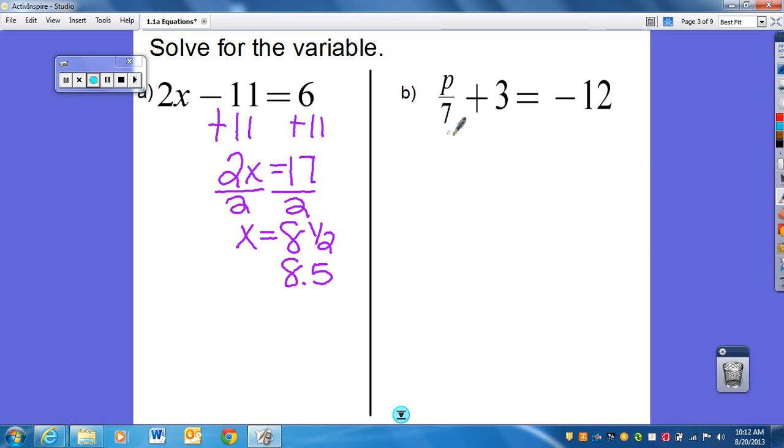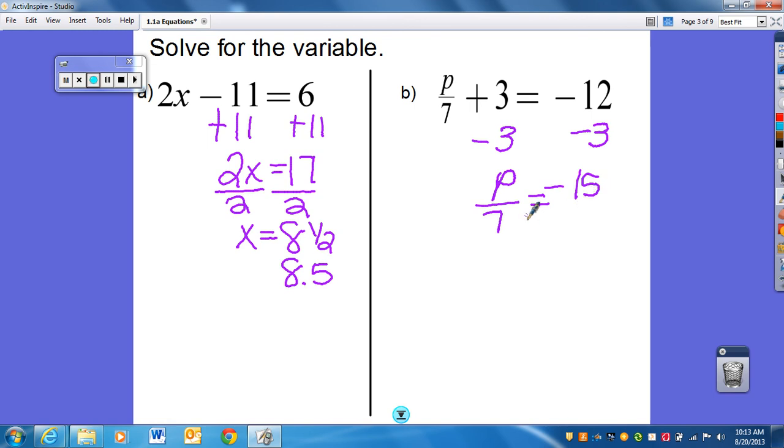In the next example, what we want to do is to do the opposite operation and again get the variable by itself. So the first thing we're going to do is subtract 3 from both sides. And when we do that, we have p divided by 7 left on the left side, and that's going to be equal to negative 12 minus 3 would be negative 15.